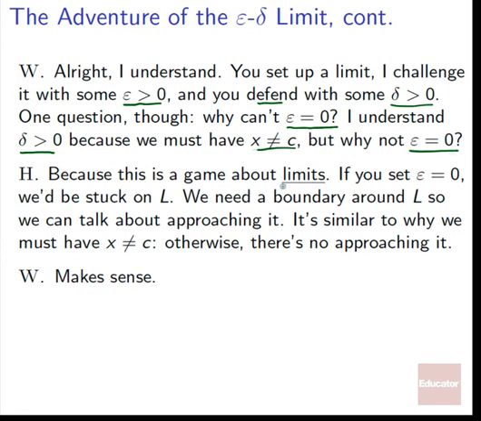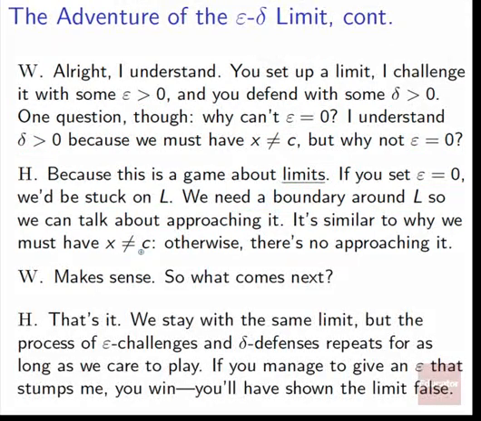Because this is a game about limits. If you set epsilon equal to zero, we'd be stuck on L. We wouldn't have a boundary around it. We'd be stuck there. We need a boundary around L so we can talk about approaching it. The entire idea about a limit is to talk about going towards it, approaching it. It's similar to why we must have x not equal to c. Otherwise, there's no approaching it if we're stuck on top of it. So we can't be stuck on top of it either vertically or horizontally. So that's why we can't have epsilon equal to zero or delta equal to zero. Makes sense? So what comes next?